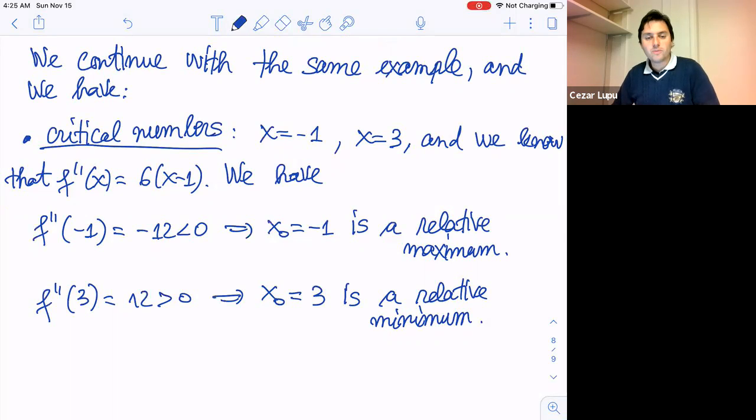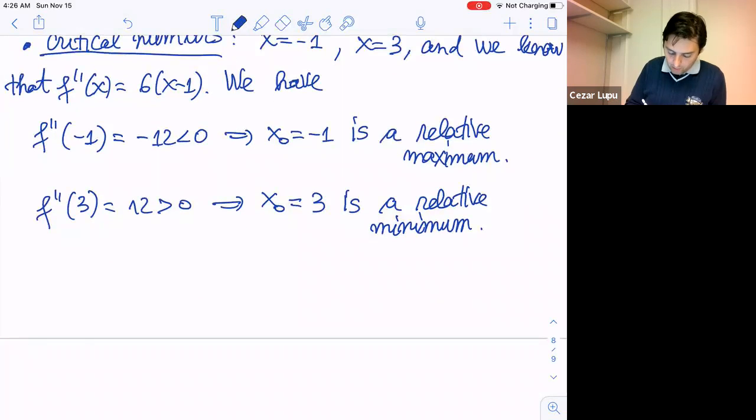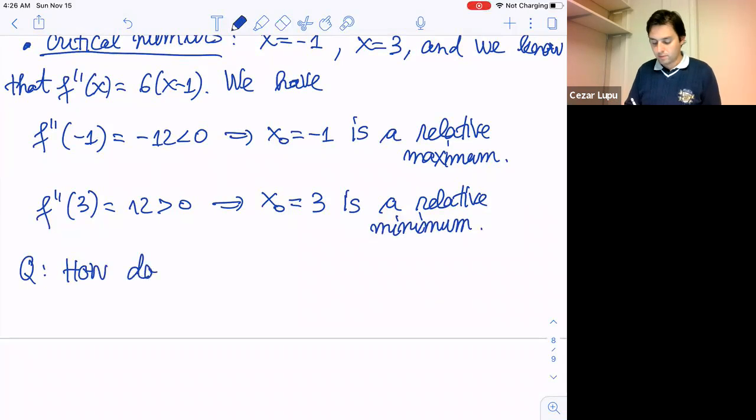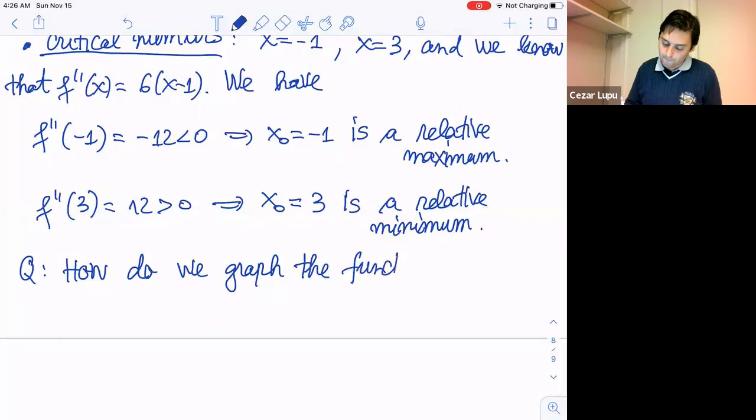All right, now the big question is, after we did all this, we would like to actually graph this function. We want to see how this function would look. All right, let's do that. So let's go back. Now, the question is, how do we graph this function? So the function f. That is a big question.